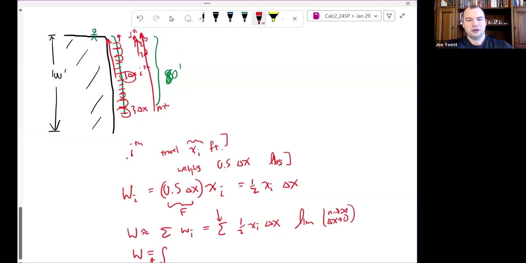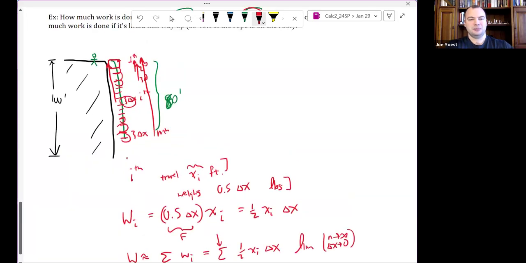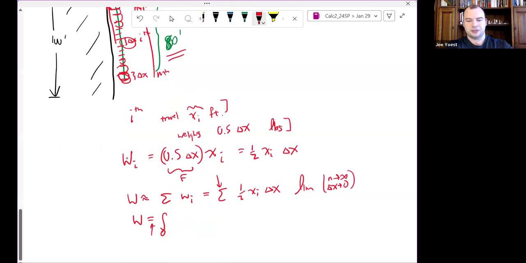I'm integrating from this top bit of rope. As I take the limit, it really just needs to travel 0 distance. So this very top little segment of rope here needs to travel 0 distance to get to the top, all the way down to this bottom bit. Again, as I take the limit, that bottom segment of rope gets closer and closer to 80 feet away from the top. So that lowest segment in the limit is going to have to travel 80 feet. One half x dx.